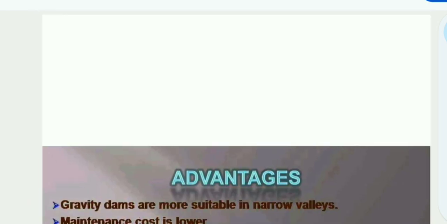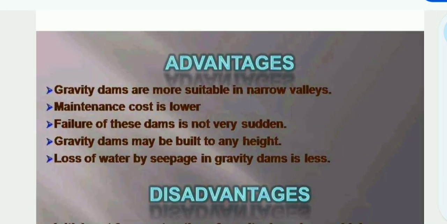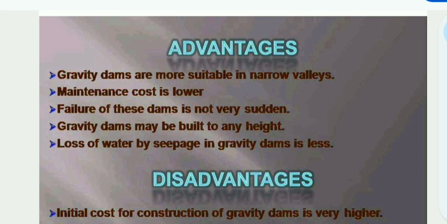Advantages. Gravity dams are more suitable in narrow valleys. Maintenance cost is lower. Failure of these dams is not very sudden. Gravity dams may be built to any height. Loss of water and seepage in gravity dams is less.